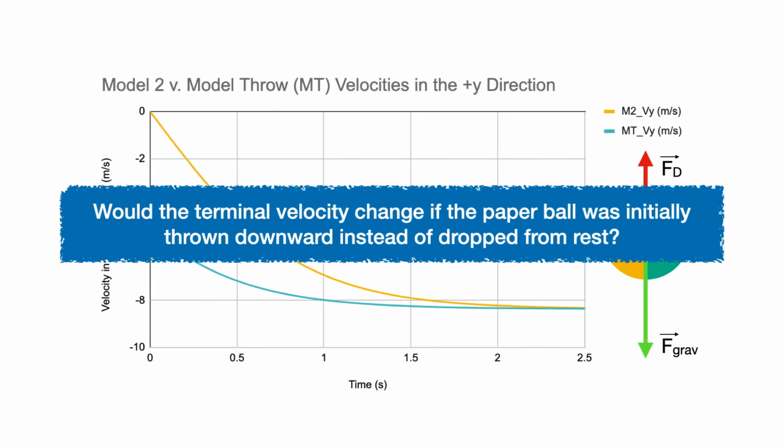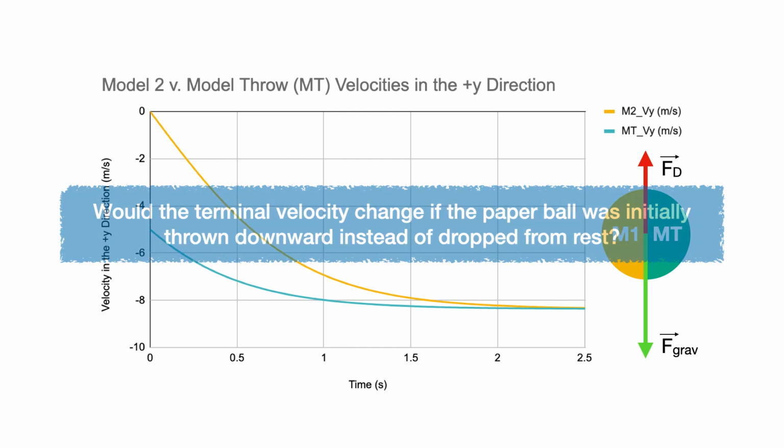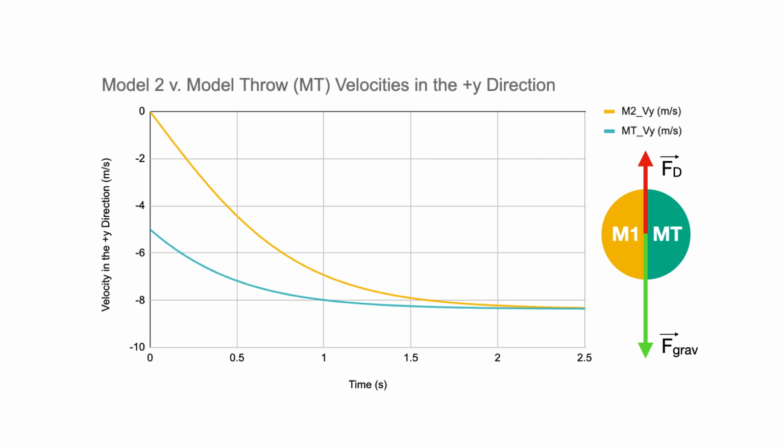velocity. Will the terminal velocity change if the paper ball was initially thrown downward instead of dropped from rest? Shown here is a velocity time graph of Model 2 where time is extended in another model where there is an initial velocity of -5 in the positive y direction to represent the paper ball being thrown downward. As evident by the two lines approaching the same constant velocity value, the terminal velocity for the paper ball when dropped from rest and when thrown is the same, but the thrown paper ball reaches terminal velocity faster than the paper ball dropped from rest.